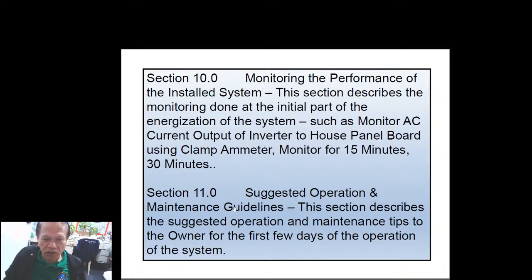Okay, section 11. Suggested operation and maintenance guidelines. This section describes the suggested operation and maintenance tips to the owner for the first few days of the operation of the system. So, sabi mo sa kanya, ma'am, ganito, kailangan malinis yan. Huwag nating pabayaan na madumi. Mga ganon, no? So, but must be done in English, no?